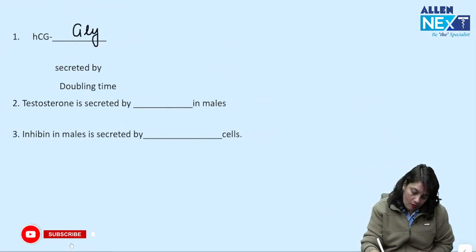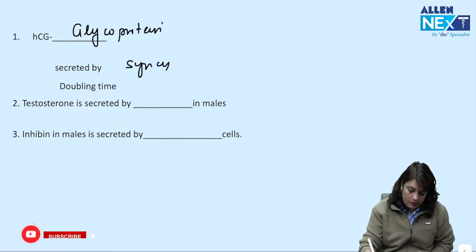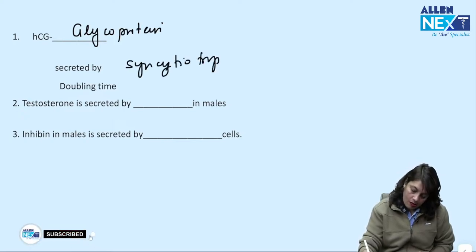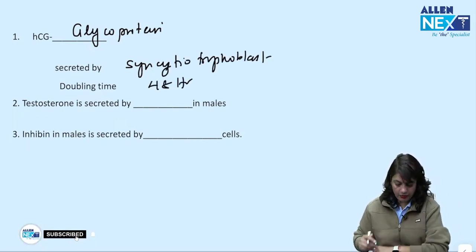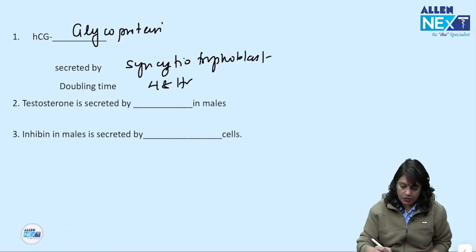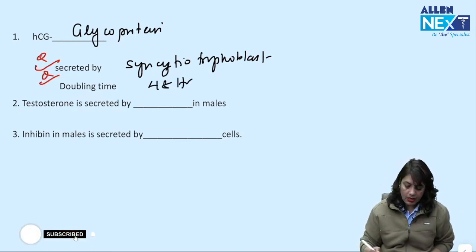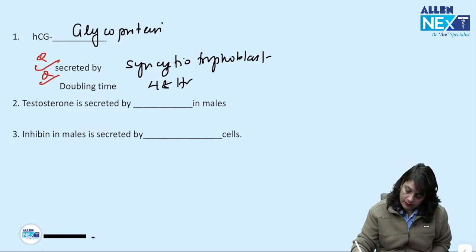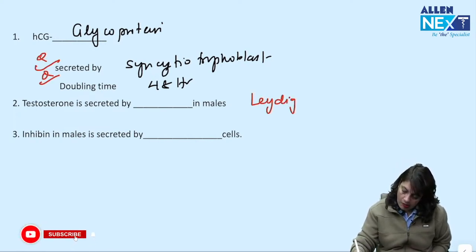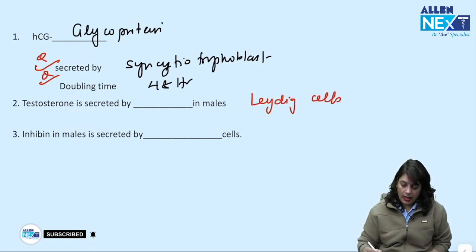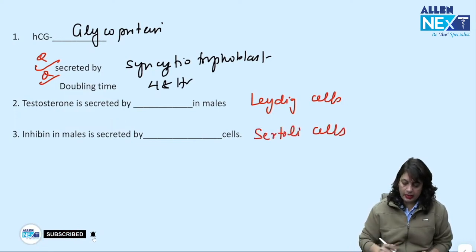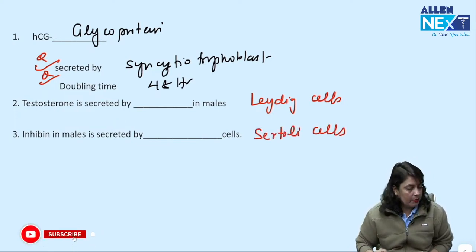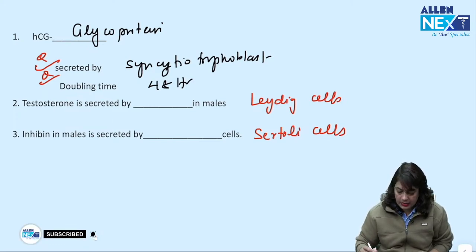HCG is a glycoprotein secreted by syncytiotrophoblast. Doubling time is 48 hours. Question from FMGE exam. Testosterone is secreted by Leydig cells in males and inhibin is secreted by Sertoli cells in males. Okay, inhibin is secreted by Sertoli cells in males.